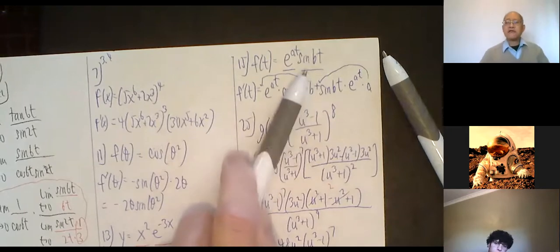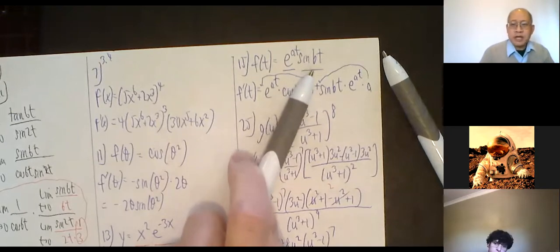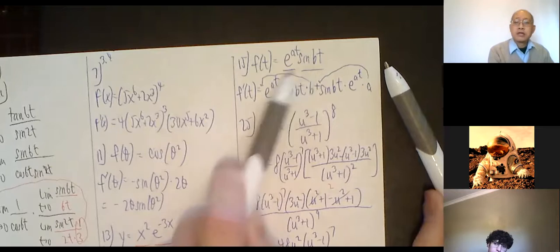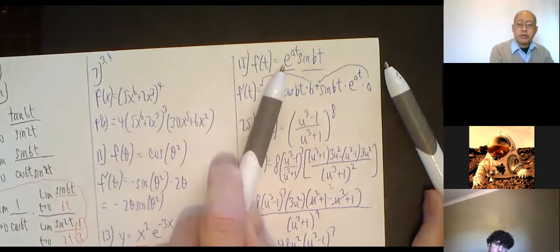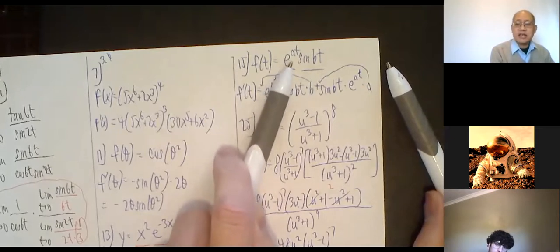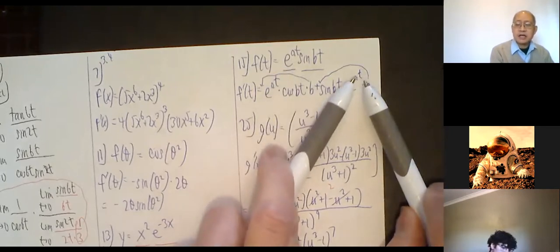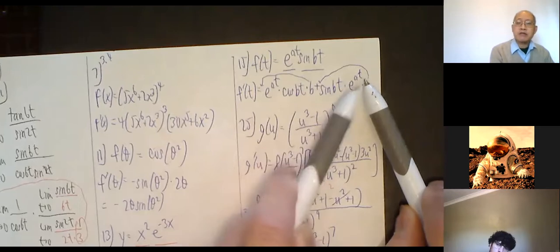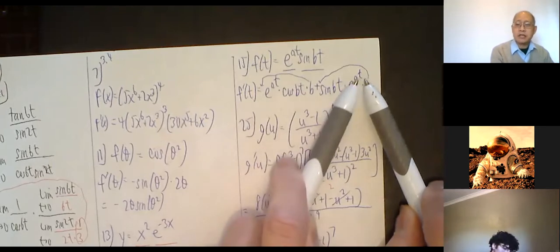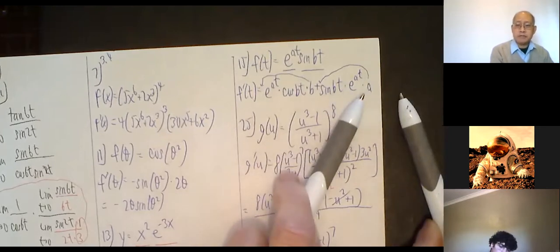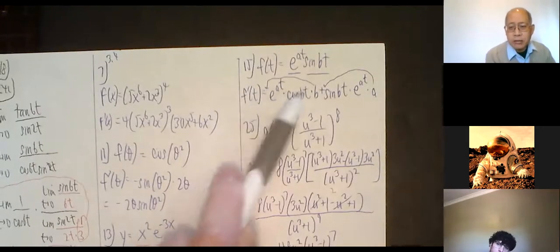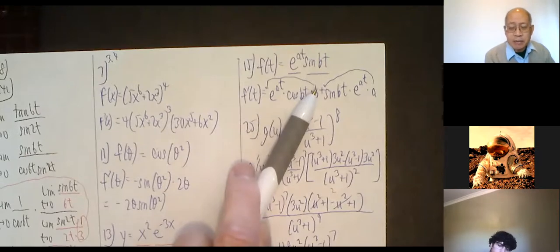Plus second function, sine of bt, times the derivative of the first. So what's the derivative of e to the at? Same thing, e to the at. And then by the chain rule, it's times the derivative of at, which is a. This is essentially it. All I was saying is that to finally clean it up, I'm just going to say, etc.